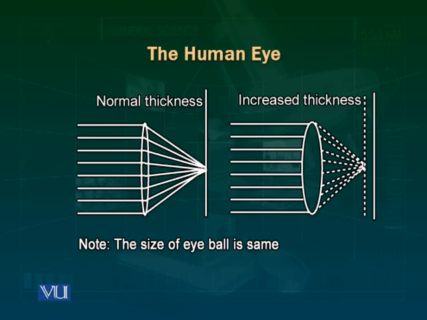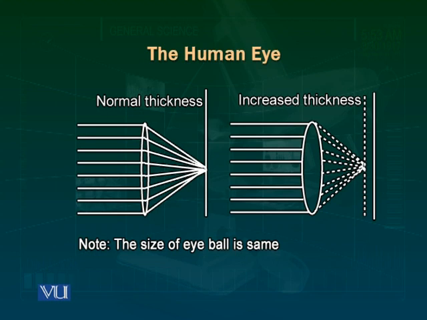In both the cases, in A as well as B, in normal thickness, you would have the image being formed on the retina. However, because the eyeball has increased or the lens has increased, the image is now being formed before the retina. In the first slide, which I'm showing you, the size of the eyeball remains the same, and you find out that with a thicker lens, you're going to get an image which is not on the retina.